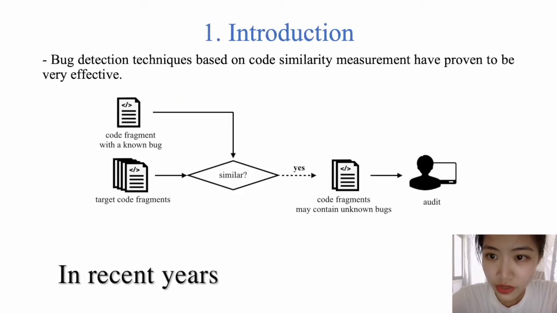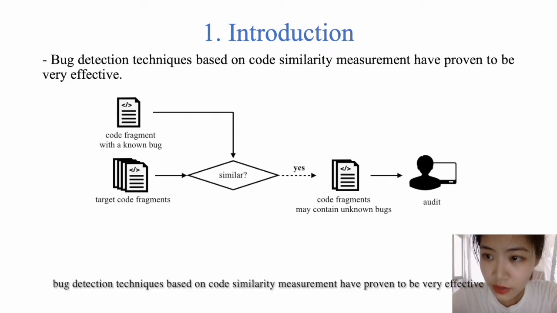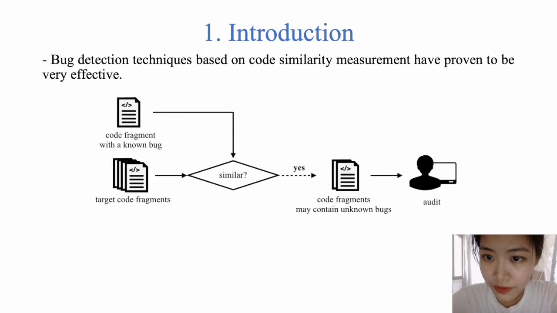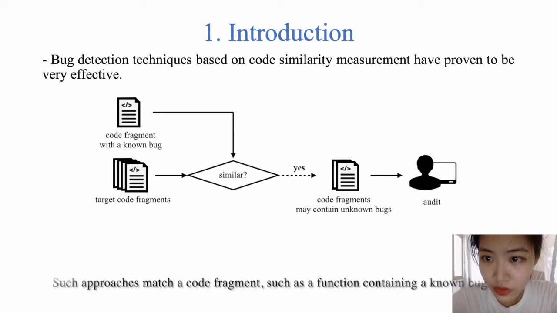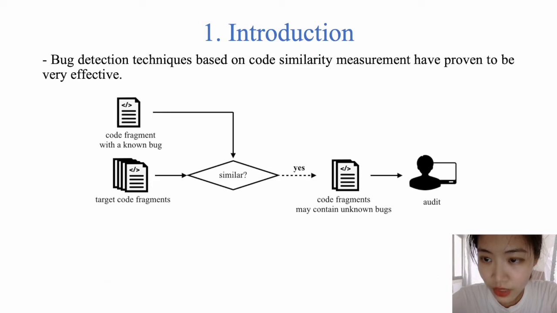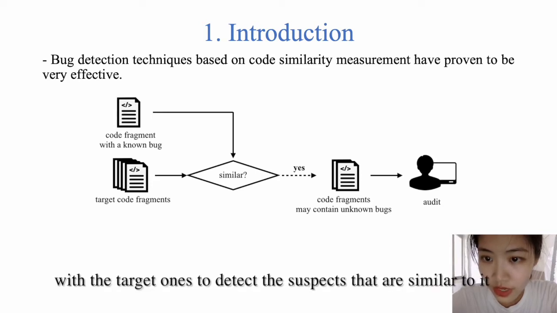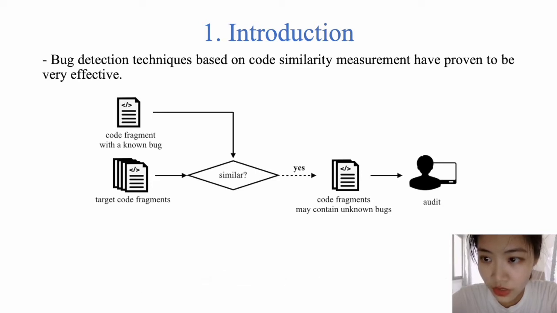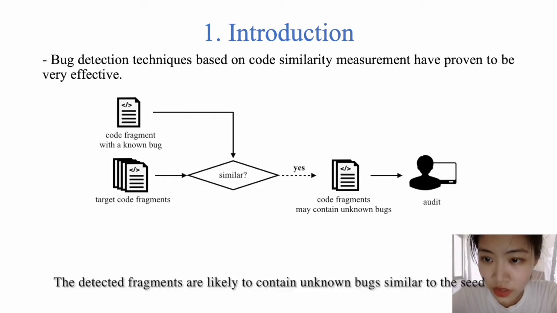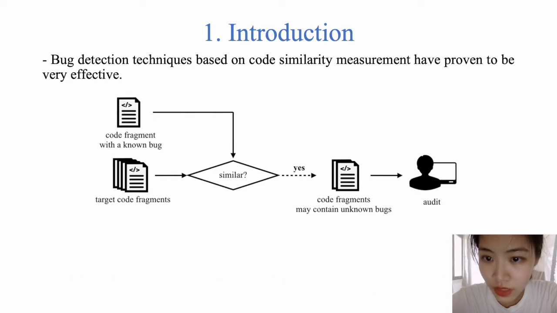In recent years, bug detection techniques based on code similarity measurement have proven to be very effective. Such approaches match a code fragment, such as a function containing a known bug, with the target ones to detect the suspects that are similar to it. The detected fragments are likely to contain unknown bugs similar to the seed.